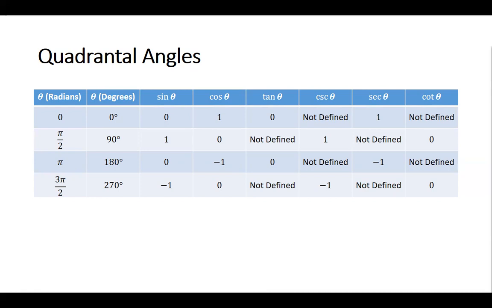And remember, all of these trigonometric values come off of SOHCAHTOA, right? Sine is opposite over hypotenuse. Cosine, adjacent over hypotenuse. Tangent, opposite over adjacent. Cosecant, hypotenuse over opposite. Secant, hypotenuse over adjacent. Cotangent, adjacent over opposite. Right? So if we plug in these zeros and ones, we get these values. So those are the quadrantal angles. Good to know, not that hard to figure out.